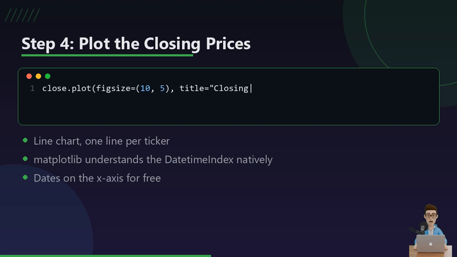Because the index is dates, Matplotlib just knows to lay the x-axis out chronologically. You don't format anything by hand. This one line is basically the payoff for setting up the index correctly earlier.